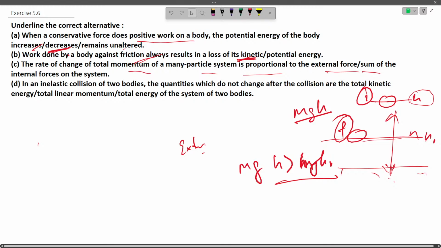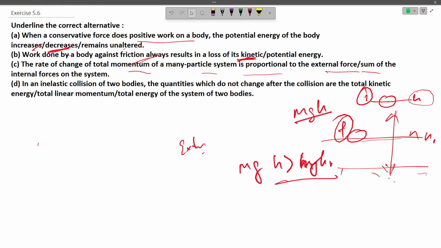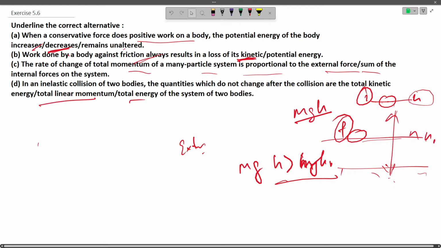Now the fourth option is, in the inelastic collision of two bodies, the quantities which do not change after collision are: the total kinetic energy, total linear momentum, total energy of the system, or two. So in the inelastic collision, kinetic energy is not conserved, but total linear momentum and total energy are conserved. So it would be total linear momentum and total energy of the system are conserved. Let's move to the next question.